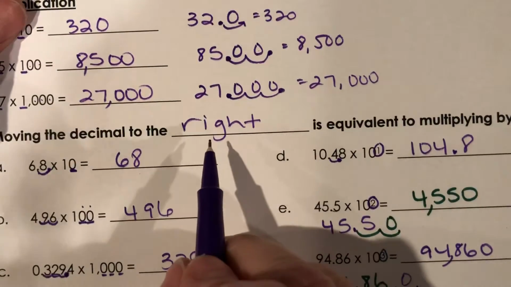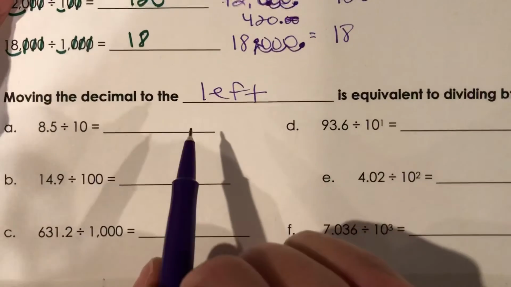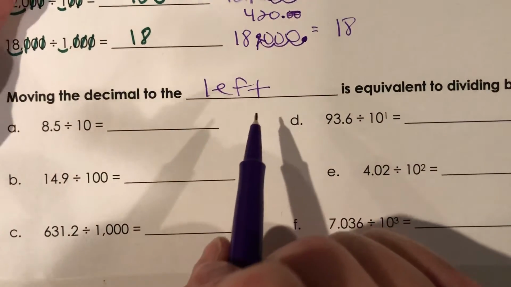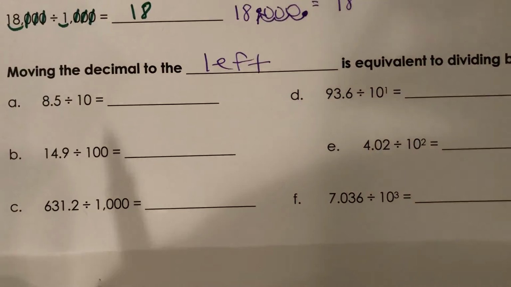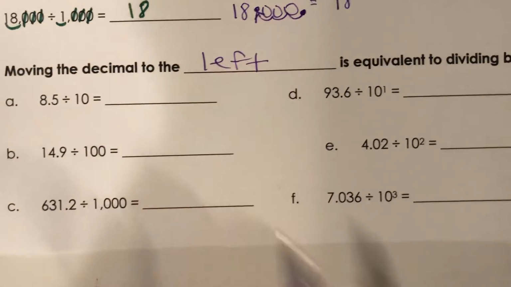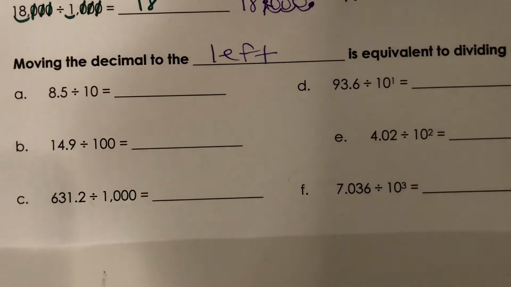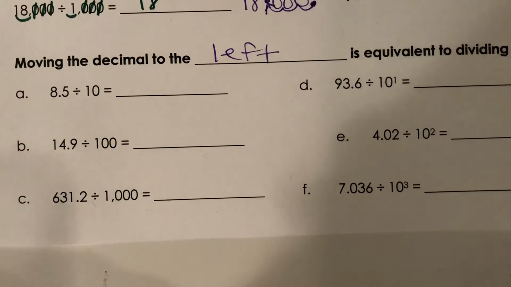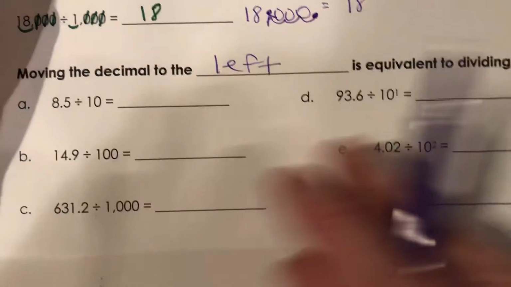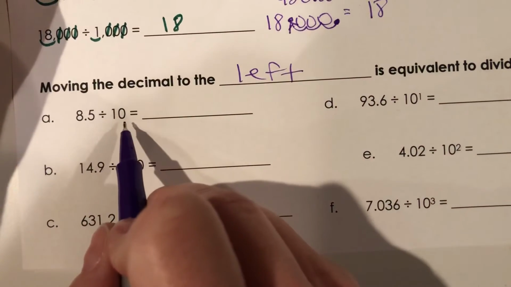When you multiply by 10, we moved the decimal to the right. When we divide by 10, we move it to the left. So we're going to do the same thing here, but with division instead. Division is opposite. We're going to get something lower when you divide by 10, right? So I have 8.5 divided by 10.